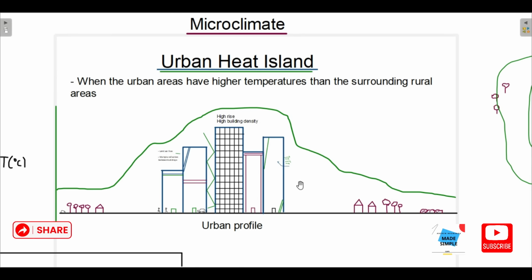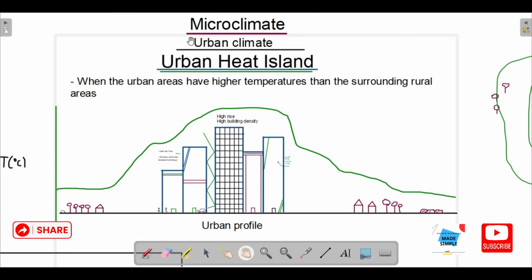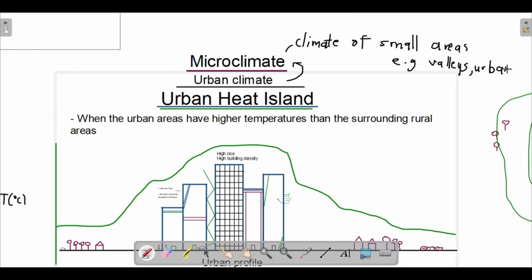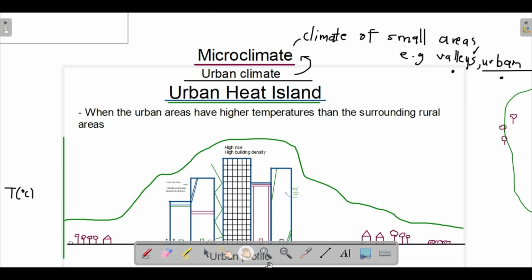In this episode, we will be focusing on urban climate, which is part of microclimate. Remember, microclimate is the climate of relatively small areas, such as valleys and urban areas. We did break down valley climate. If you haven't watched that, it is in the climatology playlist, so please do. Valley climate and urban climate are both part of microclimate.